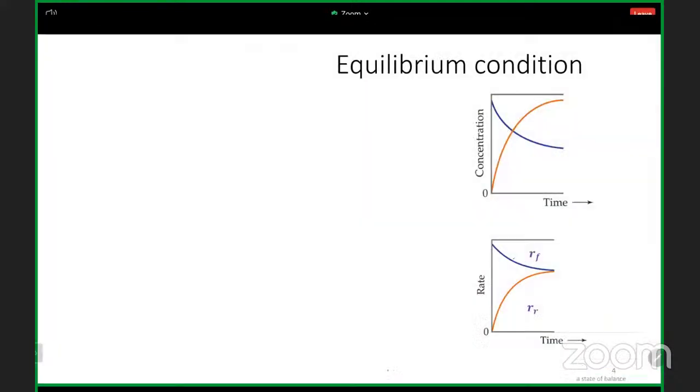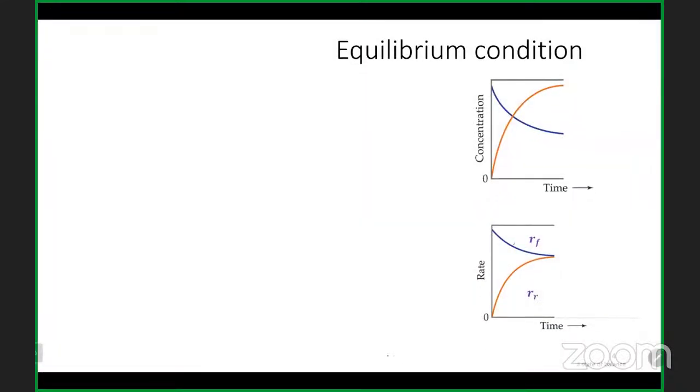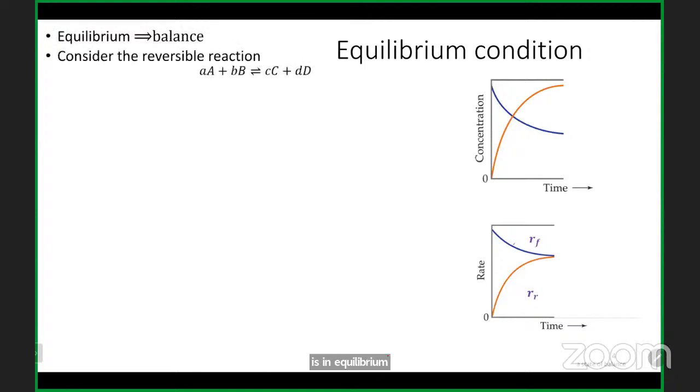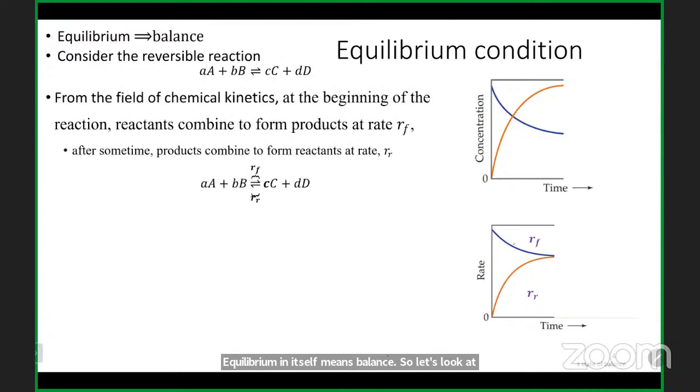What makes a reaction to be in equilibrium? The fact that a reaction is reversible does not mean that it is in equilibrium. Equilibrium in itself means balance. So let's look at our reaction, A and B going to C and D, again. We recall that the rate of a reaction is related to the concentration of the substances reacting to form products.